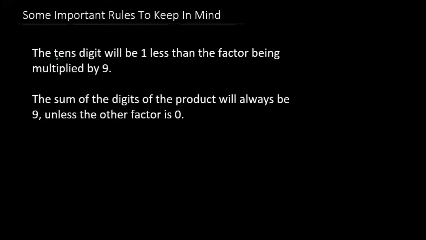So let's get started. First up, we have some important rules that we need to keep in mind. The first rule is the tens digit. The tens digit will be 1 less than the factor being multiplied by 9.